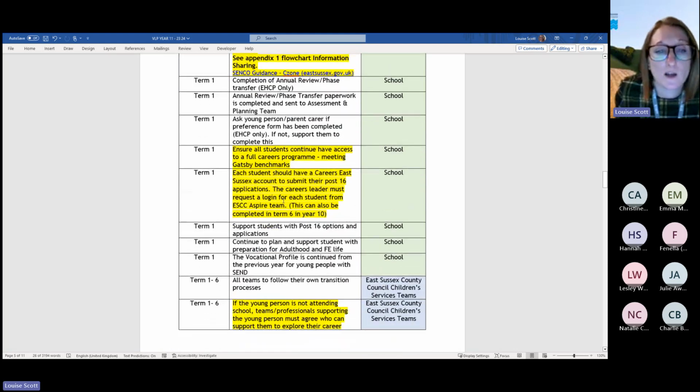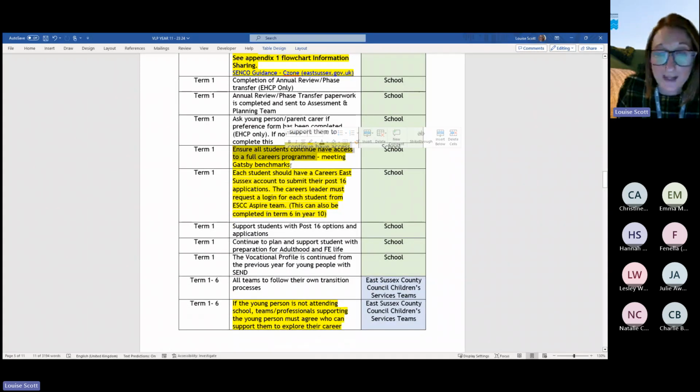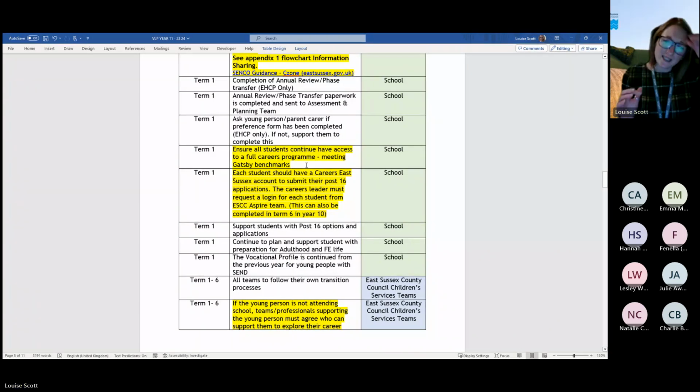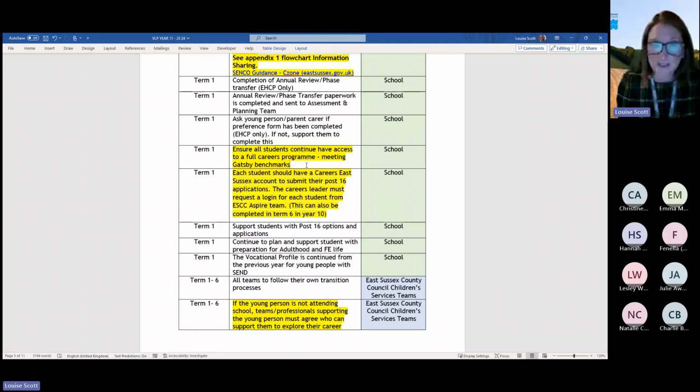So the next one that I've highlighted is here. Ensure all students continue to have access to a full careers programme meeting the Gatsby benchmark. That one's a little bit more vague, but that's as a reminder for schools and for other settings looking at this, that all students need to continue a full careers programme.